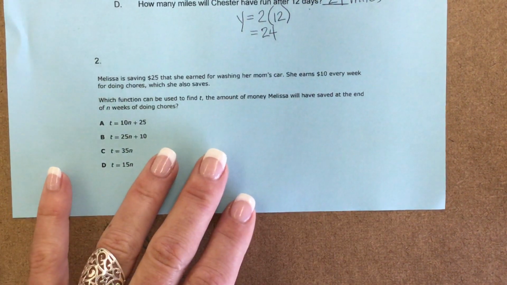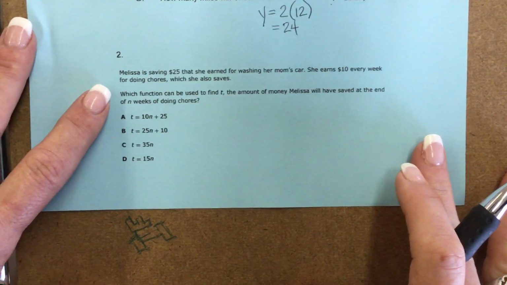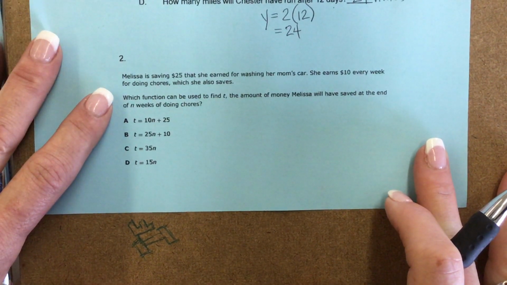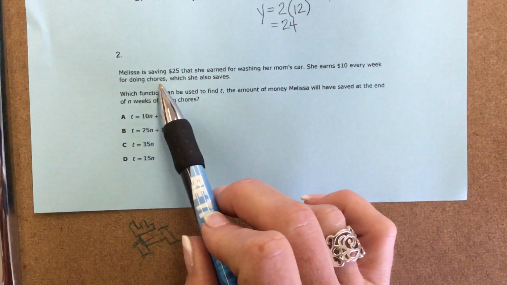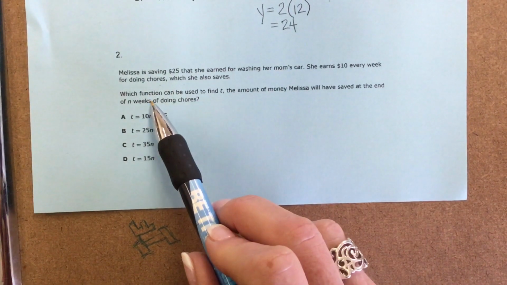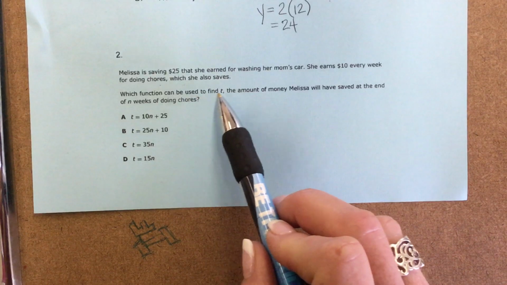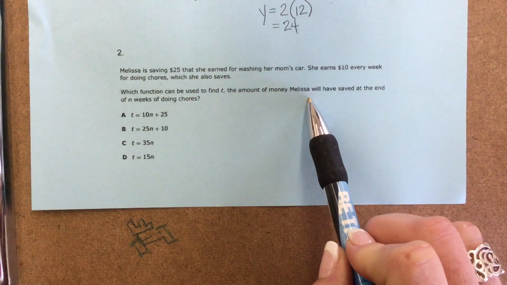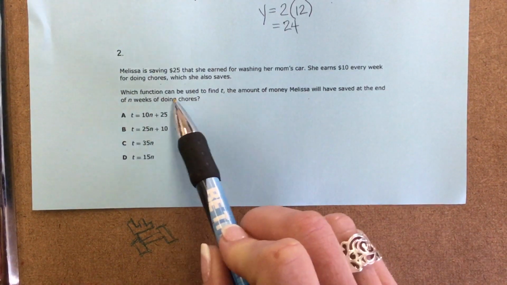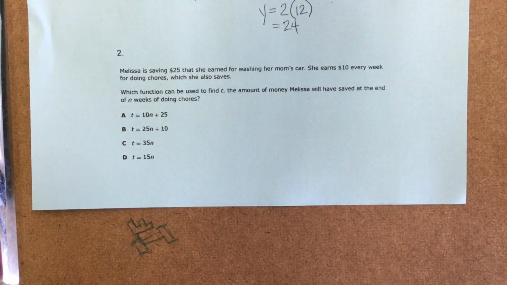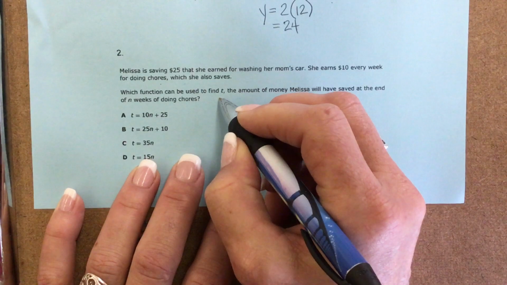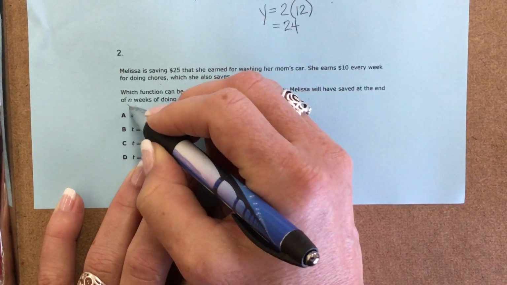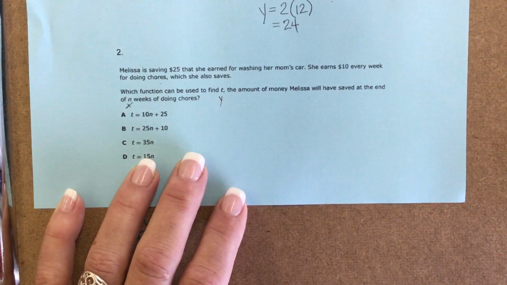Melissa is saving $25 that she earned for washing her mom's car. She earns $10 every week for doing chores, which she also saves. Which function can be used to find T, the amount of money Melissa will have saved at the end of N weeks of doing chores? So already I know that this is actually my y. There's really nothing different. They're just using different letters for the variables, okay?